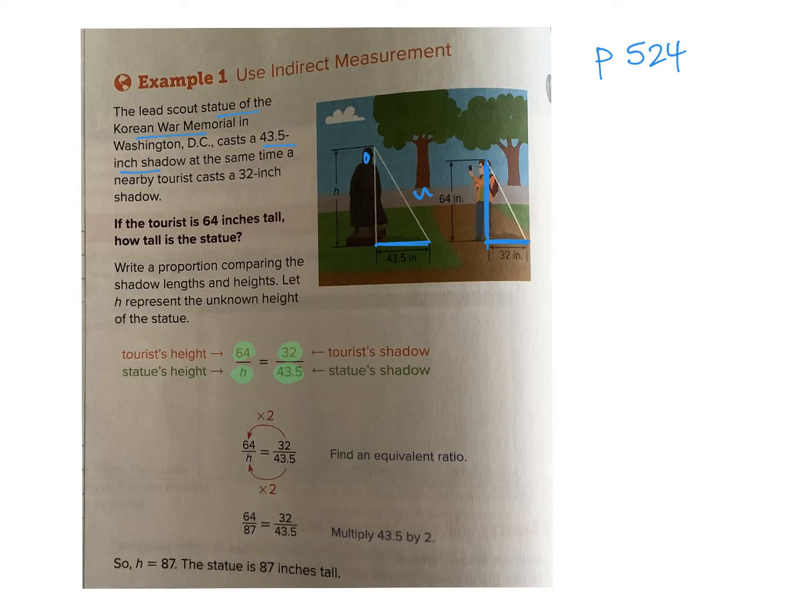Now, they did not solve it by cross multiplying and dividing. They said, hey, sometimes there's a little bit easier way to do it. They looked and said, hey, to get from 32 to 64, just double. So what if I double down here? I end up with 87. So that means that statue is 87 inches tall. Now, you could definitely have cross multiplied and divided. That would still give you the same exact answer.